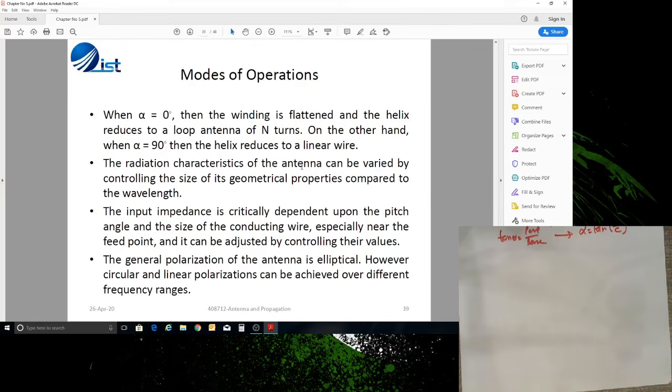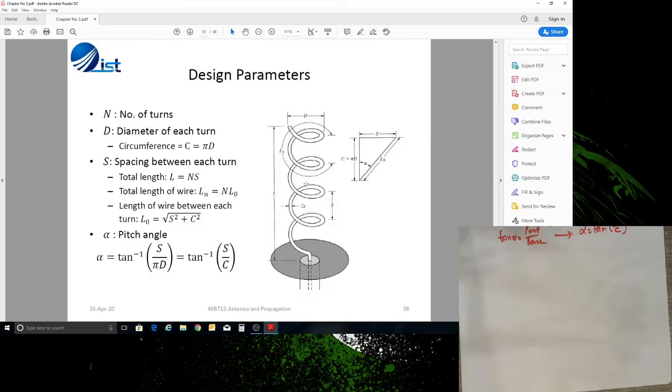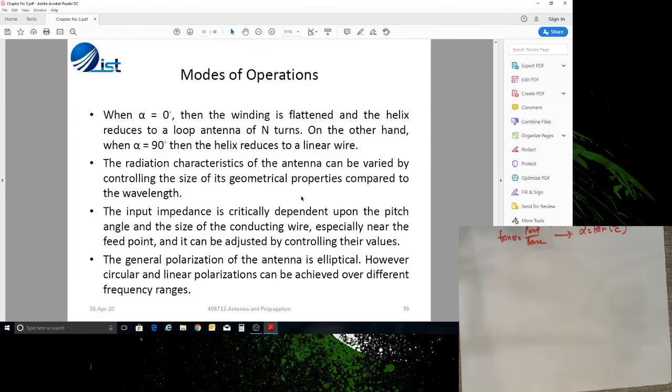So the radiation characteristics of the antenna can be varied by controlling the size of its geometrical properties. तो ये जो आपके पास जितनी भी geometrical properties हम discuss कर रहे हैं, apart from S and L, you can see the thickness is 2a over here, and then you have a ground plate and you have a feeding mechanism as well. So ये सारे जो design geometrical properties हैं compared to wavelengths, they will actually define the radiation characteristics of this helical antenna.